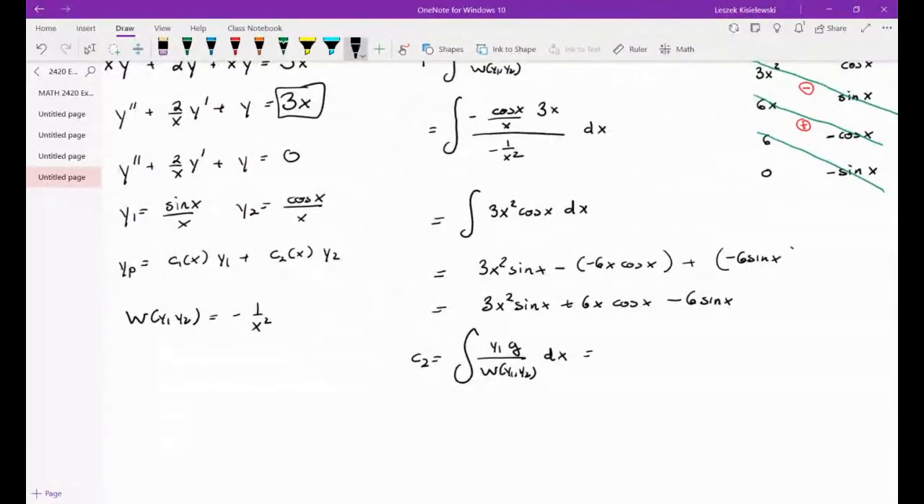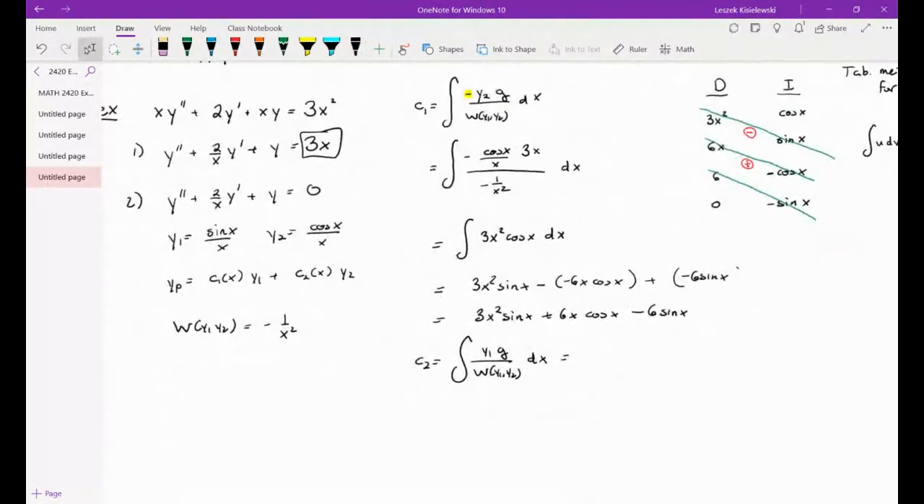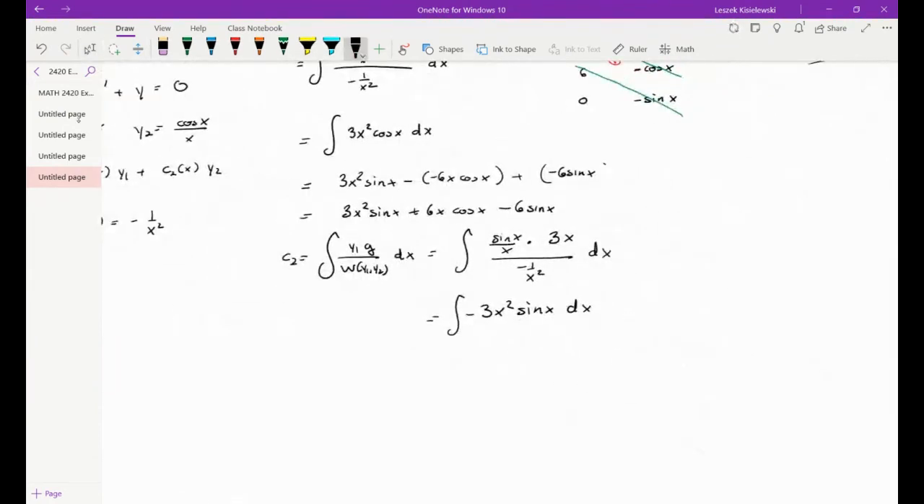Okay. So y1, where's y1? G is the right-hand side in the standard form, and the Wronskian we've computed. Cool. Wow. Okay, we're good. So you'd use integration by parts again. Tabular method, preferably.